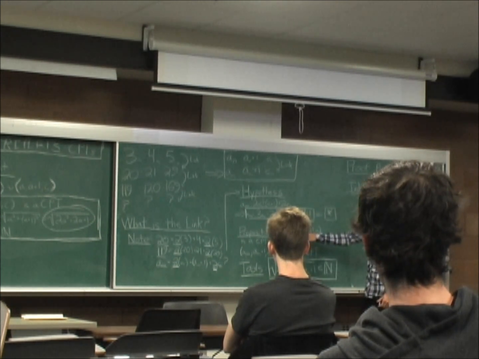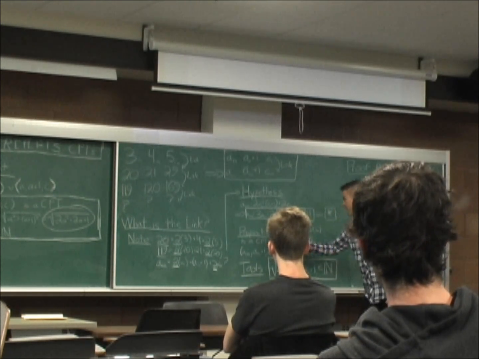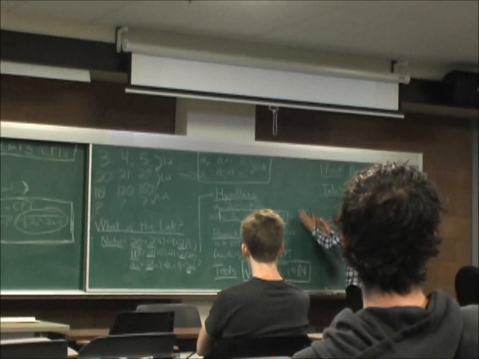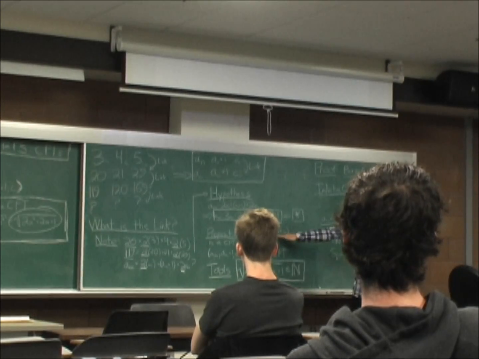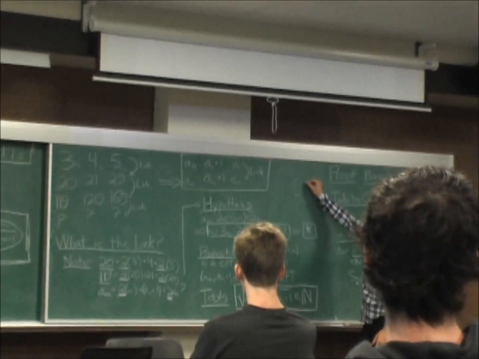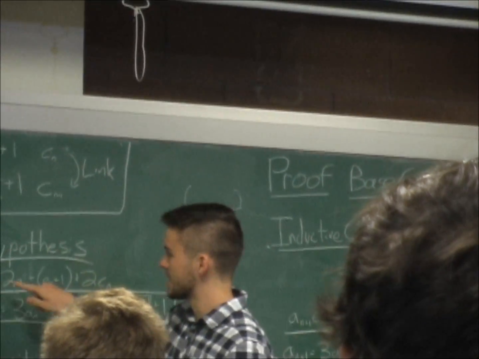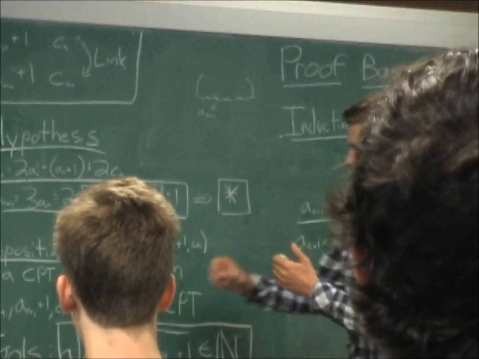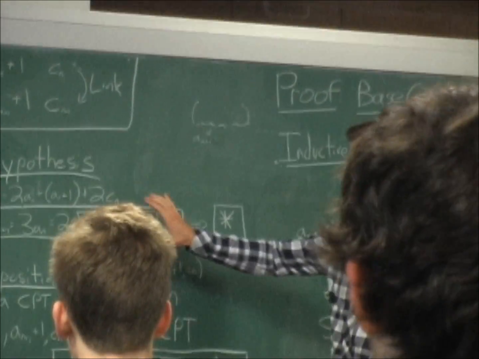We say if a_n, c_n is a consecutive Pythagorean triplet, and I want to denote this as star, and a_{n+1} is equal to this. So we're saying basically, we have a triplet here, we have a_n and c_n, and it's true that a_{n+1} is equal to this, what I've hypothesized here. Then a_{n+1}, the next Pythagorean triplet, is also going to be a consecutive Pythagorean triplet. So we've come up with a hypothesis.